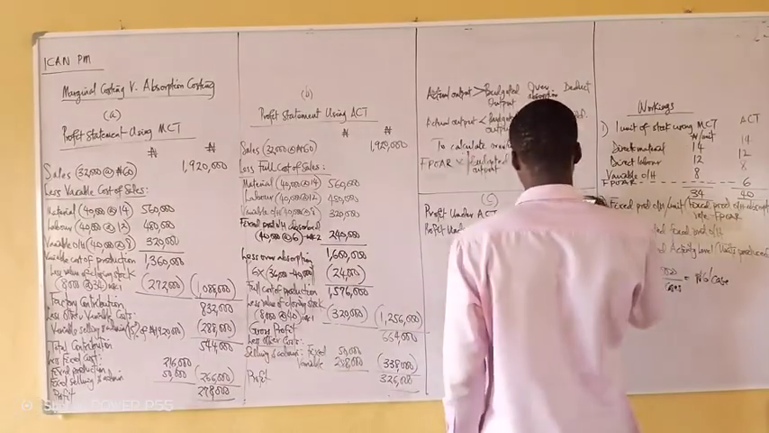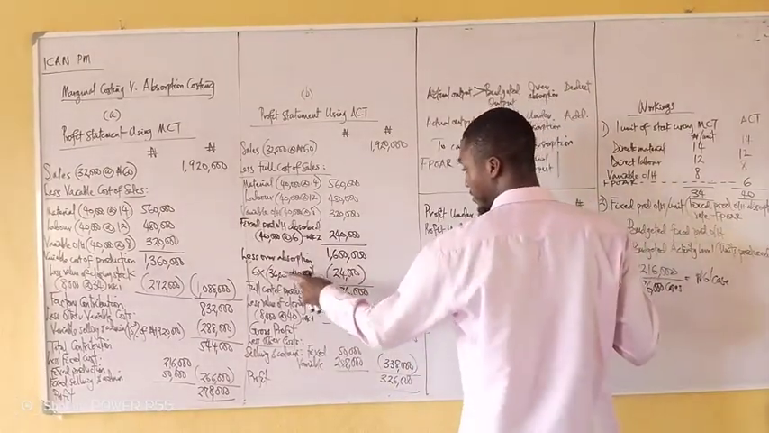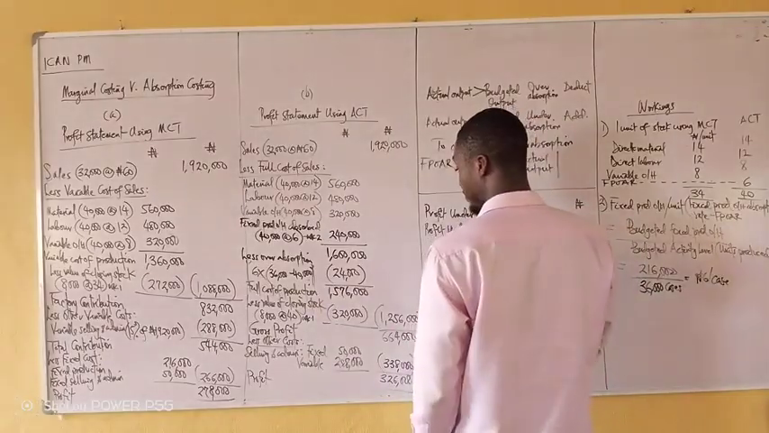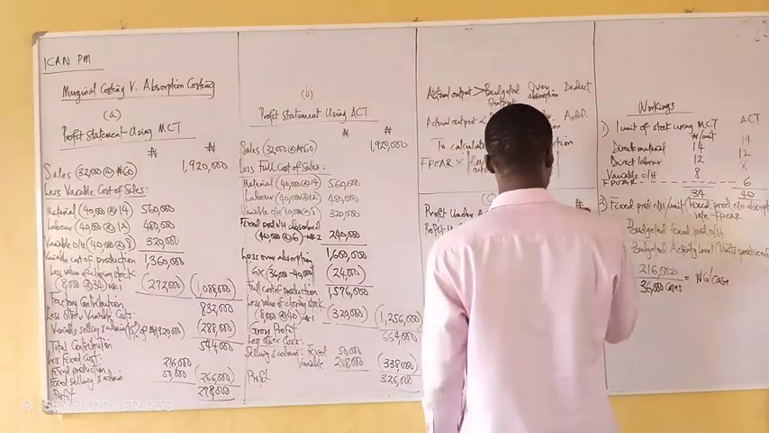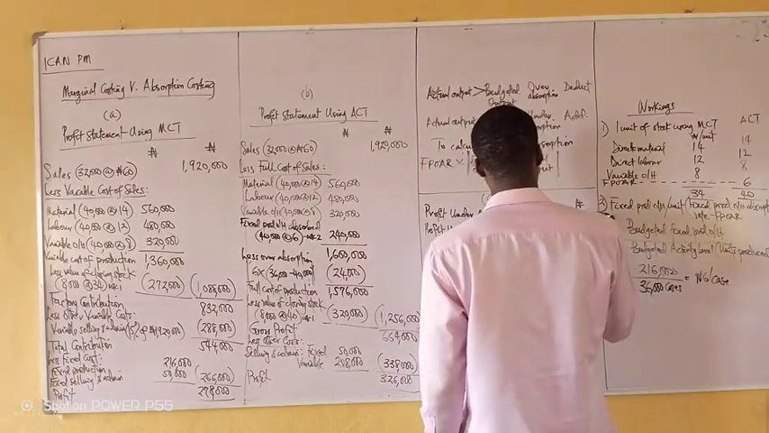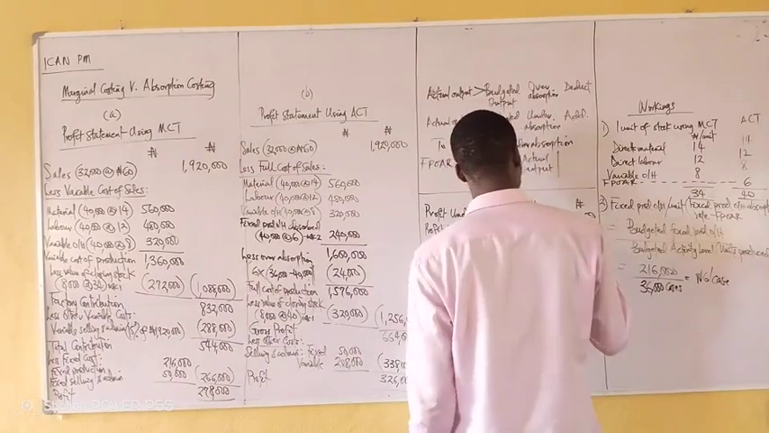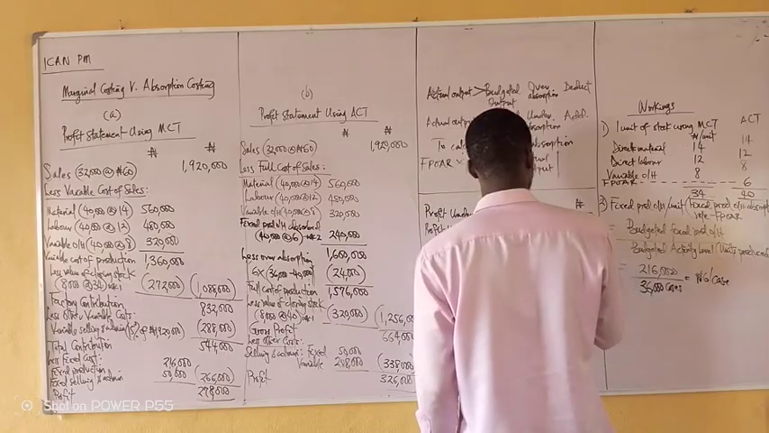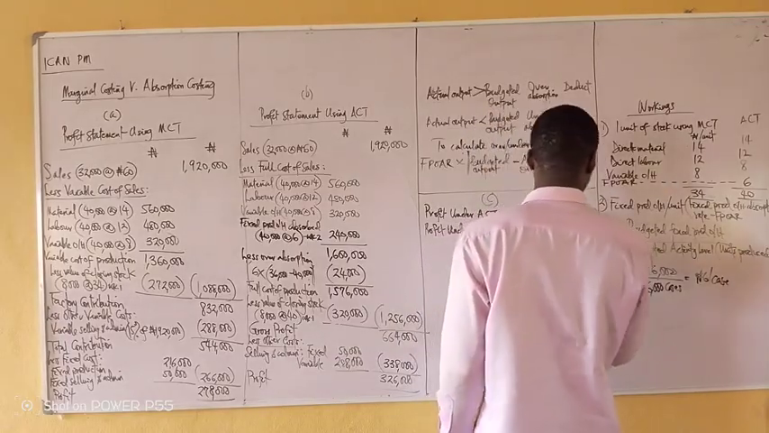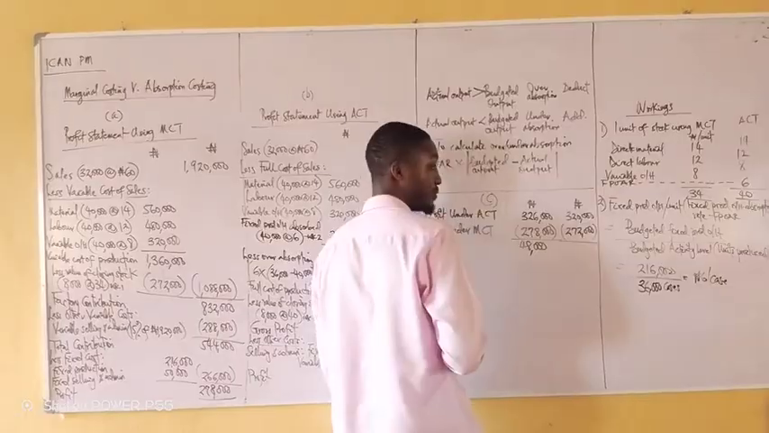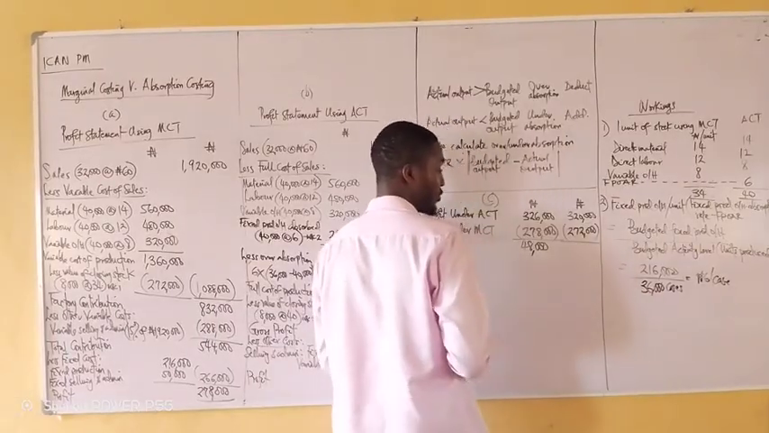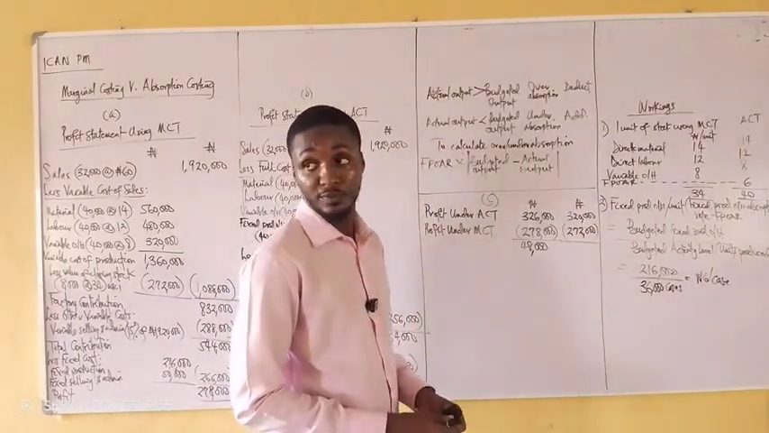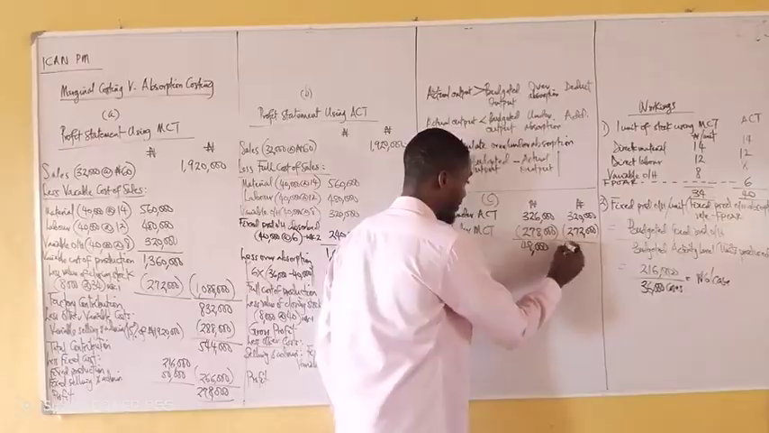So now let's see if that's because of the difference. What's the closing stock under ACT? Yes. 320. And what's the closing stock under the other one? Can somebody deduct? 40,000. 320 minus 272. Is it not the same thing?